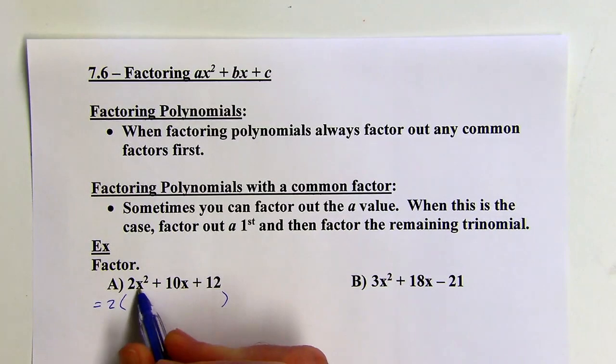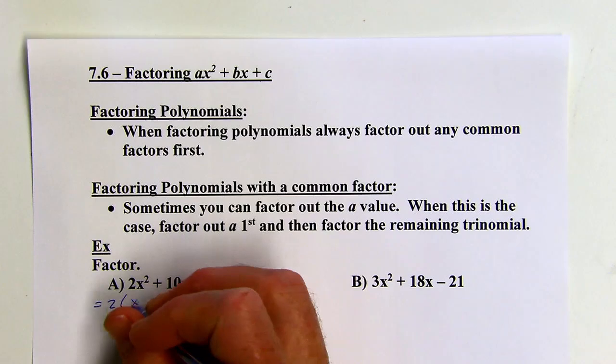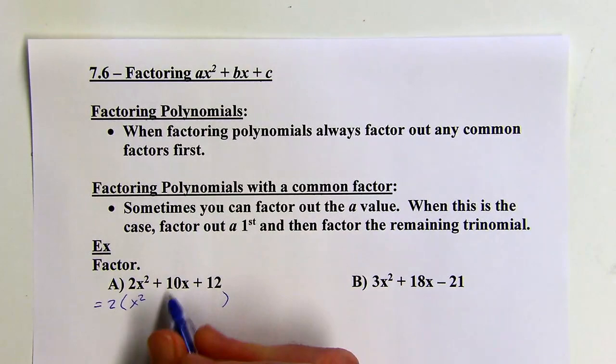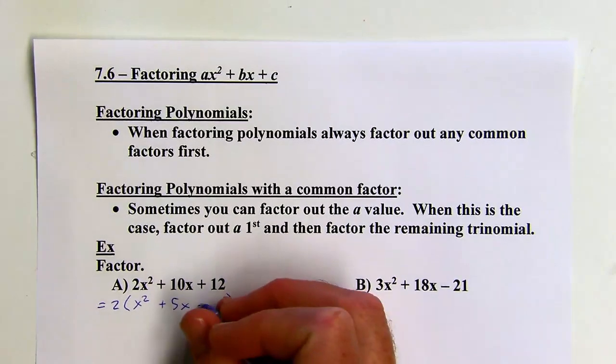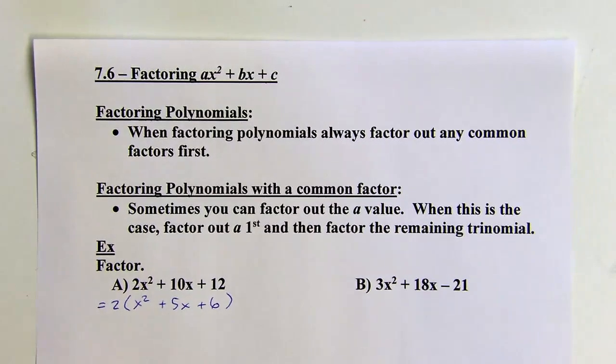2 times something is 2x squared. That would be x squared. 2 times something is 10x. That would be 5x. And 2 times something is 12. That would be 6. Okay? So now I've factored out the 2.